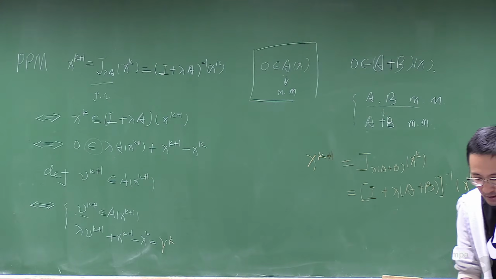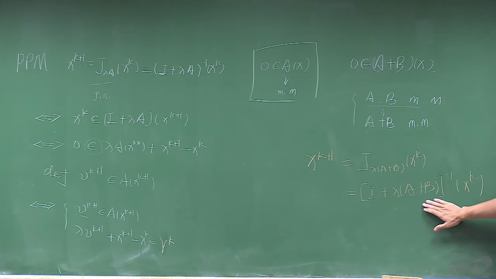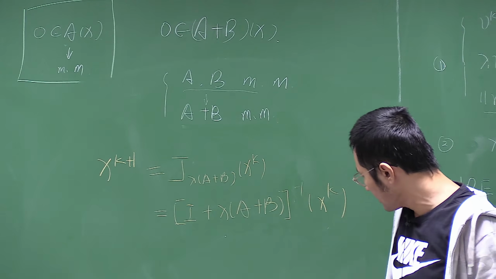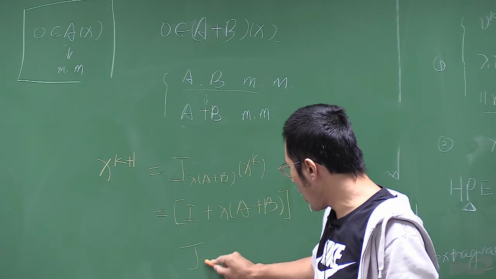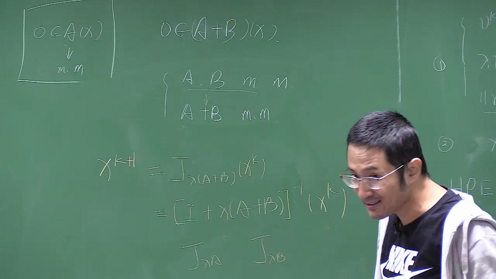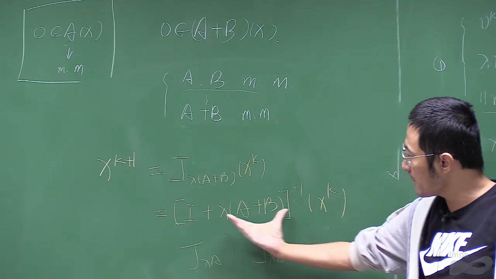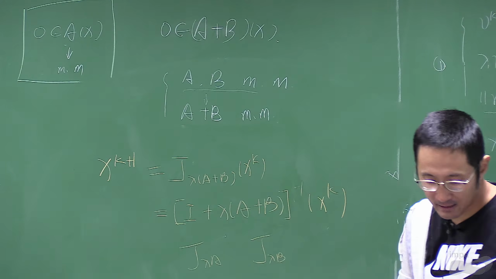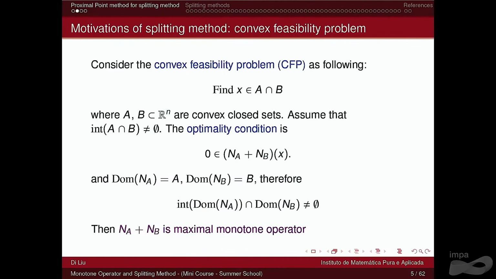The point is you need to calculate them together. Intuitively, this would be much more difficult than calculating the resolvent of A and the resolvent of B independently. We will give two examples to explain this kind of thing, okay? The first one is not very proper, but I think it can still explain something.